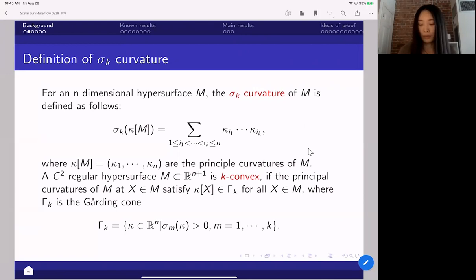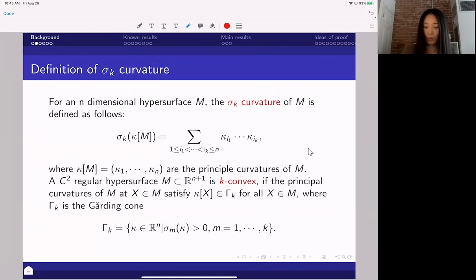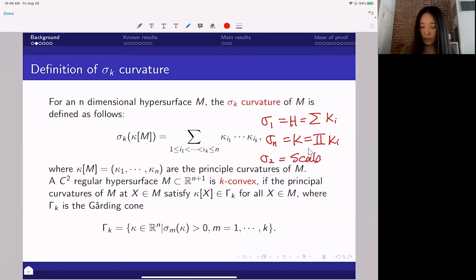So we can look at some examples. We can easily see that in this case sigma_1 is our mean curvature, which is the sum of kappa_i, and sigma_n is the Gauss curvature, which is the multiplication of kappa_i, and sigma_2 is our scalar curvature.